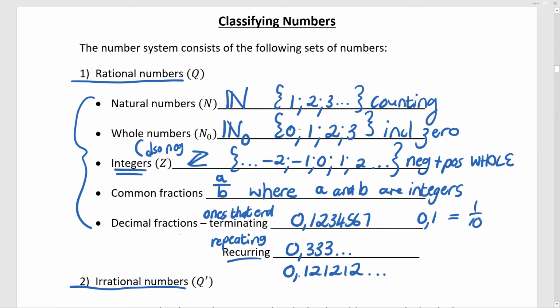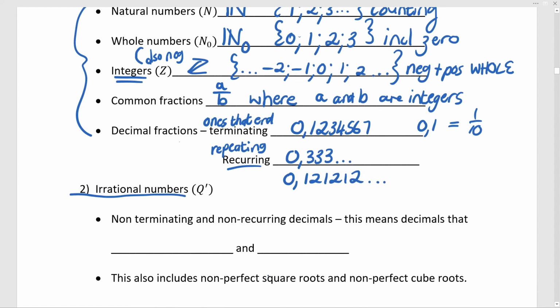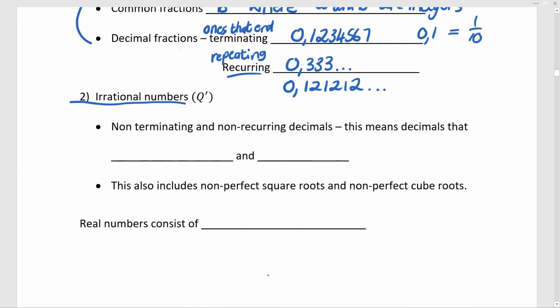And now we're going to look at the irrational numbers. So we just talked about terminating. Now I'm saying non-terminating. So that obviously means it never ends, right? So we're talking about a never-ending decimal. Non-recurring decimal, so non-repeating, no pattern.